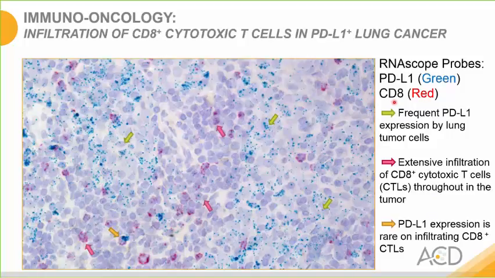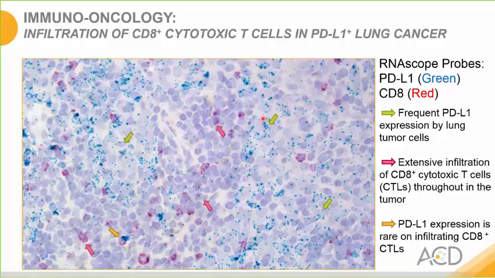It goes without saying that immuno-oncology is one of the most exciting areas of research at the moment. RNAscope has shown to be a great tool for the identification of specific cell types of interest within tumors, expressing various immuno-oncology markers such as PD-L1 and other cell surface receptors and cytokines. In this example of a dual RNAscope assay for PD-L1 and CD8, in a case of a non-small cell lung carcinoma, the green signals represent PD-L1 expression by lung cancer cells, highlighted by the green arrows.